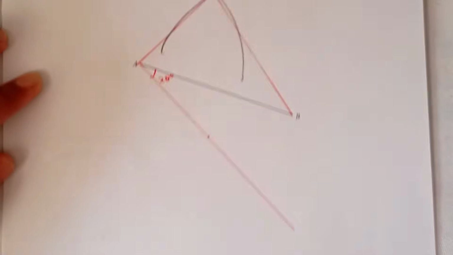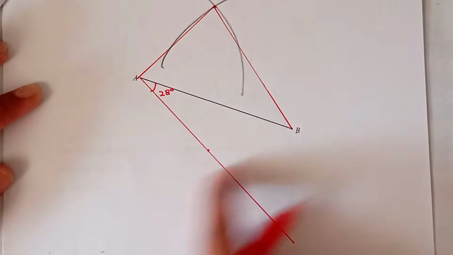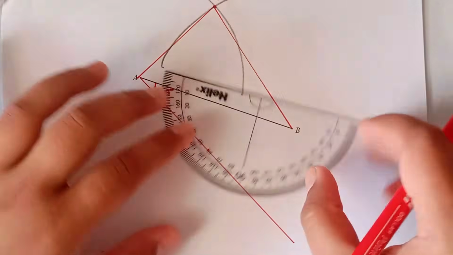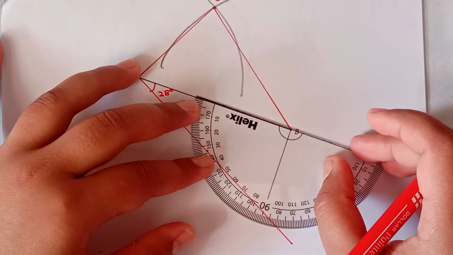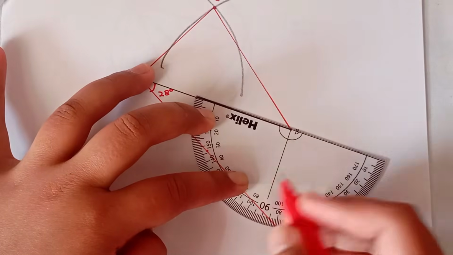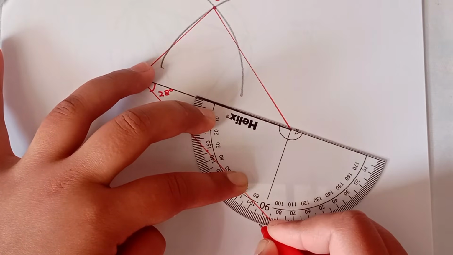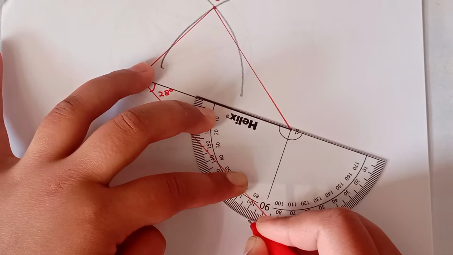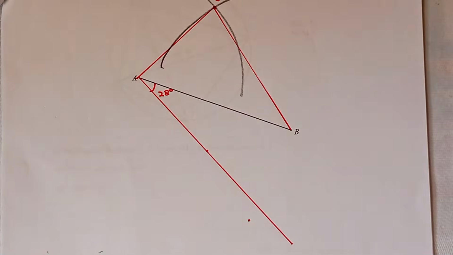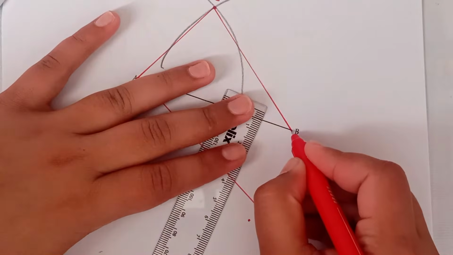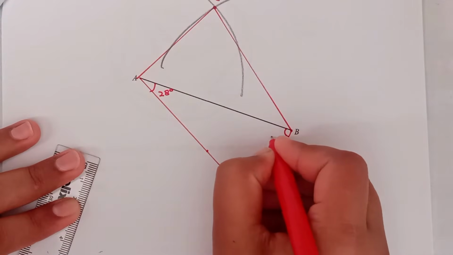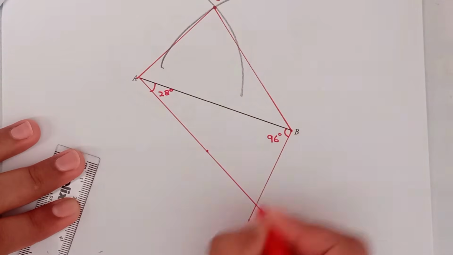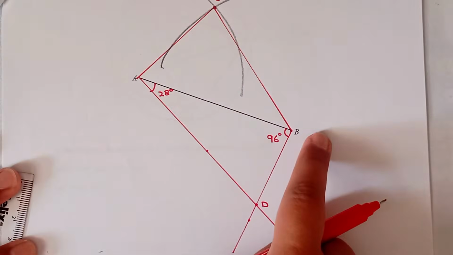ABD is 96. A, B and D would be 96. Put the protractor on B and find the angle 96. So we have 90, 95 and 96 over here. And join this point with B. So this angle is 96. And this point is D. So the triangle ABD.